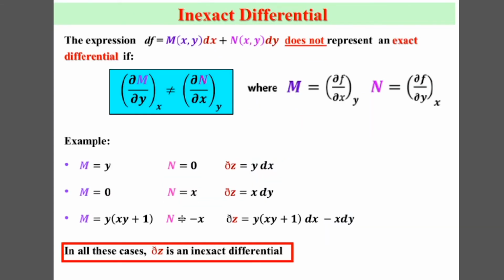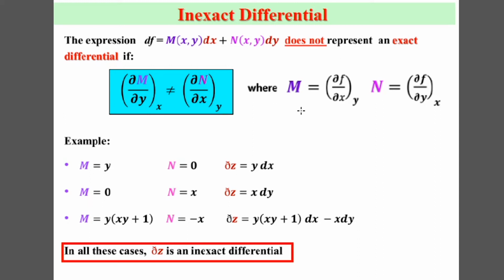So what happens if the double differentials are not equal? We call this an inexact differential. The expression of this total differential does not represent an exact differential when the second order differential of m with respect to y, keeping x constant, is not equal to the differential of n with respect to x keeping y constant, where you remember the function is supposed to be dependent on two variables x and y. This is the only criterion you should remember.